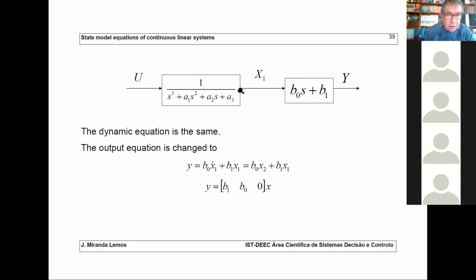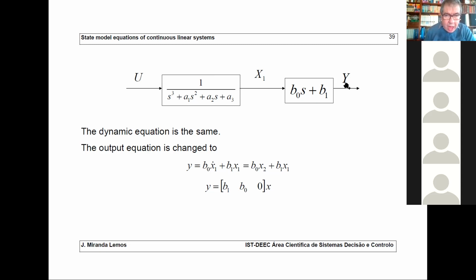Now, you define as the first state variable the output of the system with just poles. So I call it x1. Don't confuse x1 with y. Y is the full output. And then I select as state variables x1 and its first n minus 1 derivatives. So this is exactly the previous problem. And you get matrices A and B in this way.